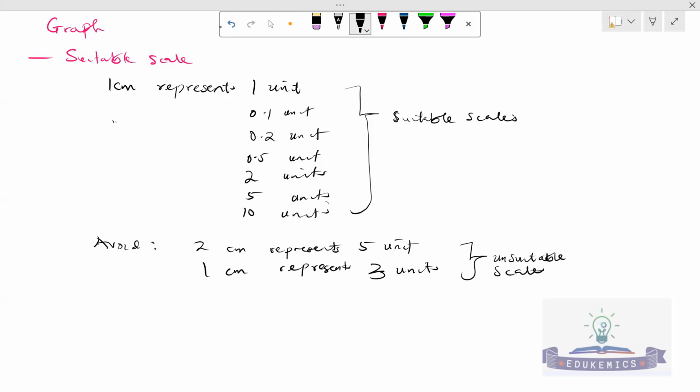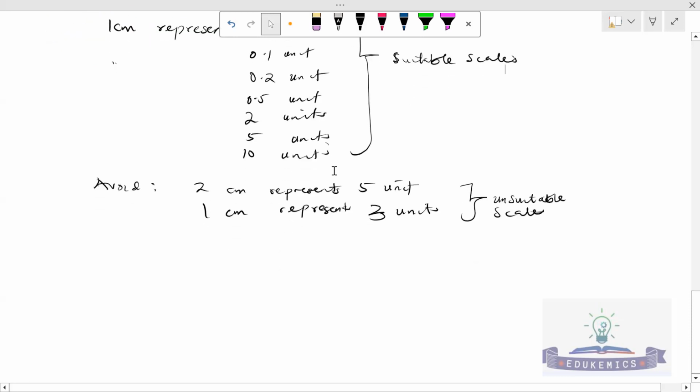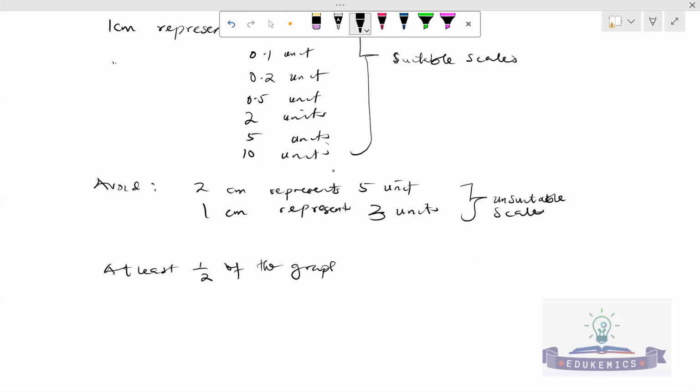Another thing you should note concerning your graph is that your scale should occupy at least half of the graph. So cover at least 50% of the graph, and the points should be well distributed throughout the graph.